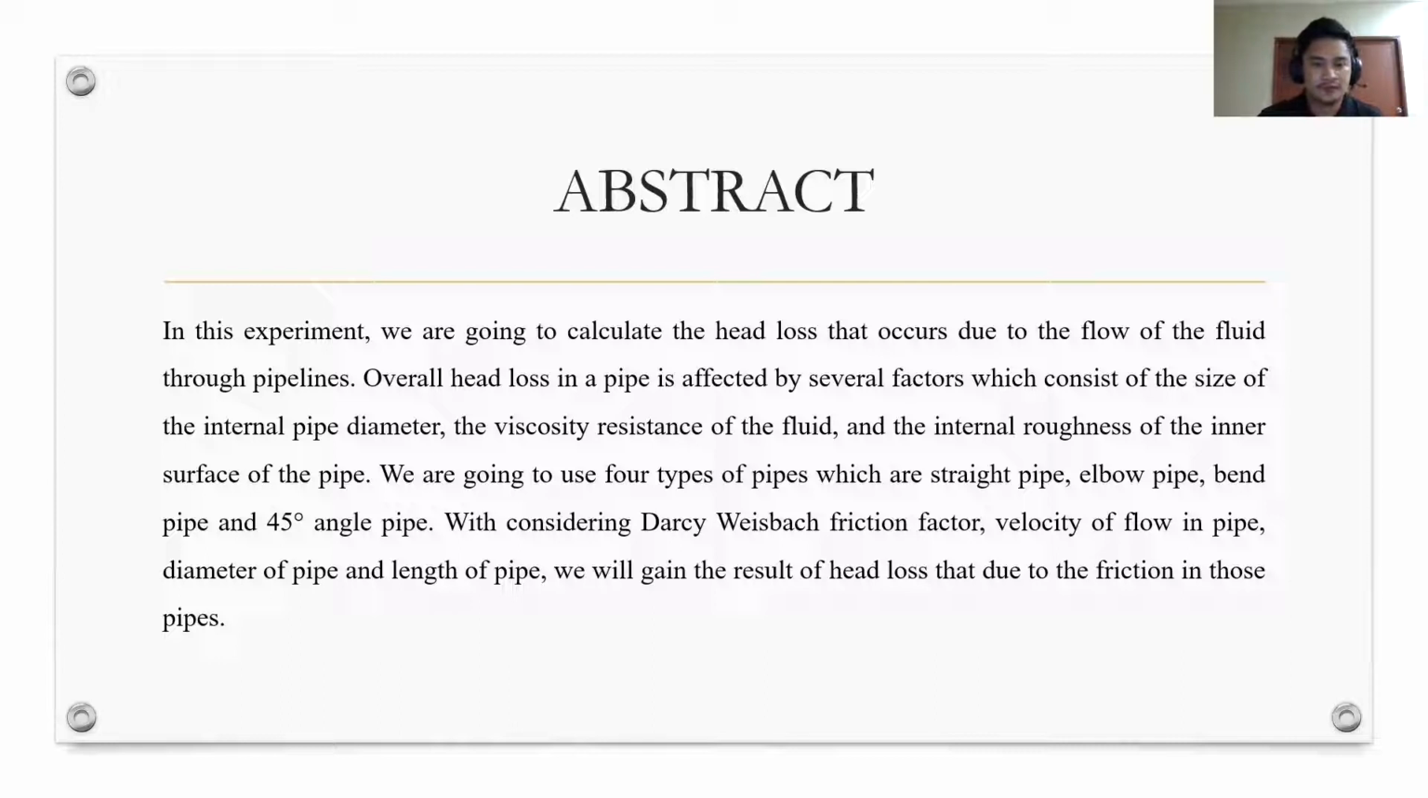We are also going to use four types of pipes, which are straight pipe, elbow pipe, bend pipe, and 45-degree angle pipe. With considering Darcy, friction factor, velocity of flow in pipe, diameter of pipe, and length of pipe, we will gain the result of head loss due to the friction in those pipes.